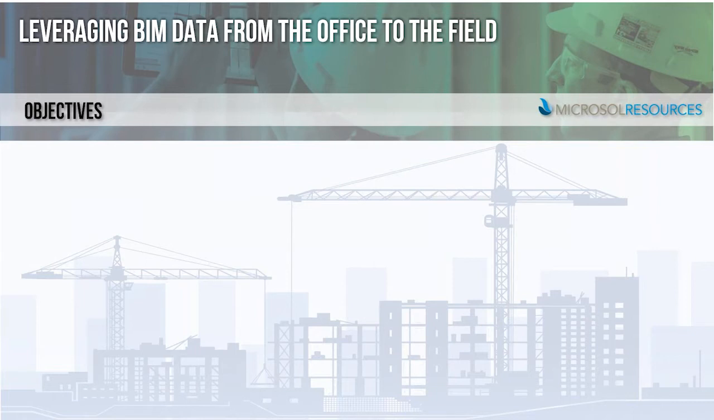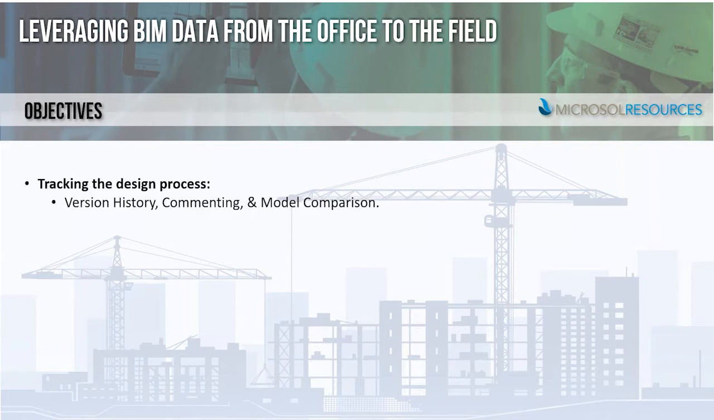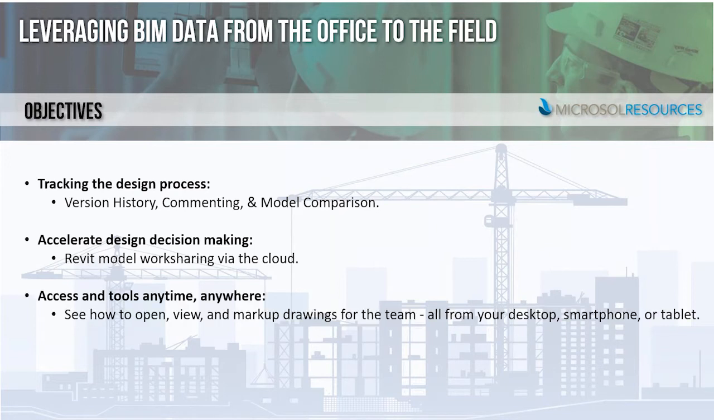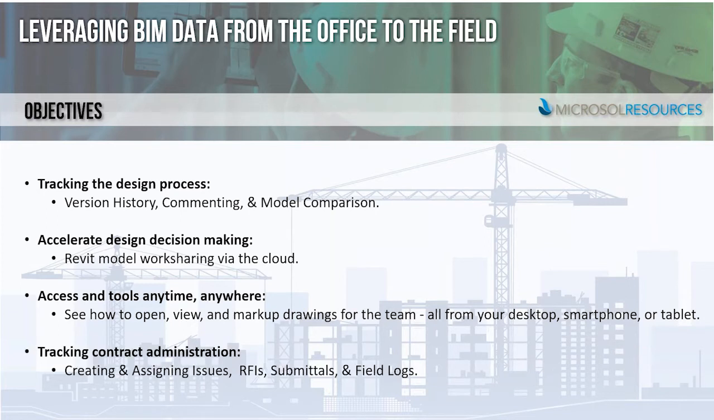Here's a quick rundown of what I'd like to cover today. First off, we'll take a look at how to track the design process with version history, commenting, and model comparison. Then we'll touch on how a team can work on a single Revit cloud model simultaneously. And we'll also review how to open, view, and markup drawings for and from the team, all from your desktop, smartphone, or tablet. And then finally, we'll take a look at how we can track contract administration, like creating issues, RFIs, submittals, field logs, those types of things.